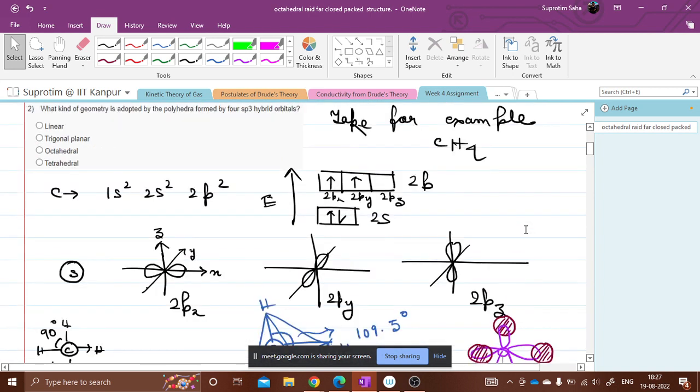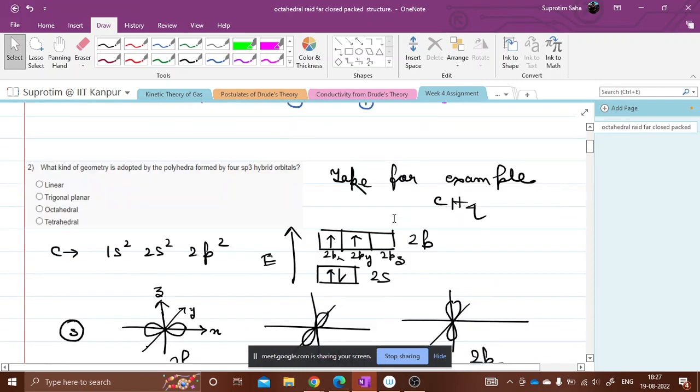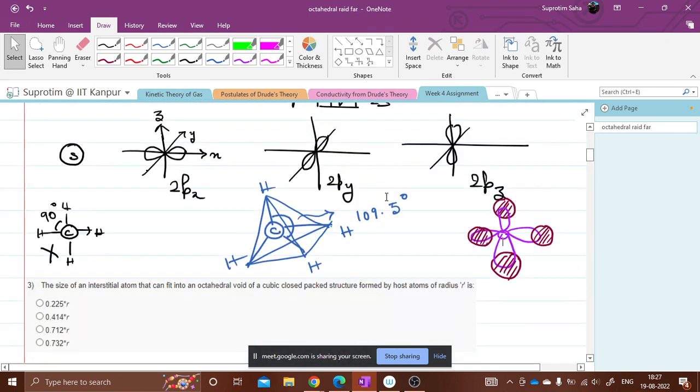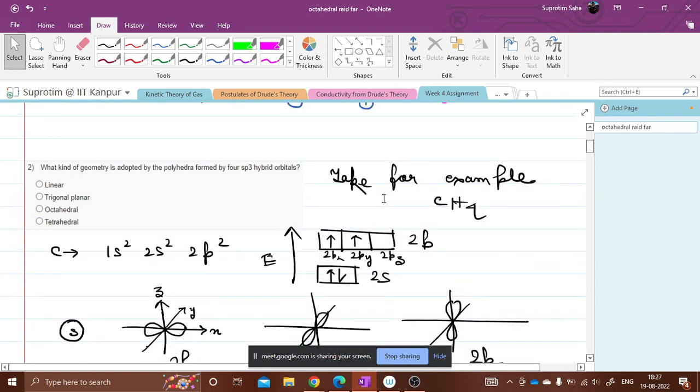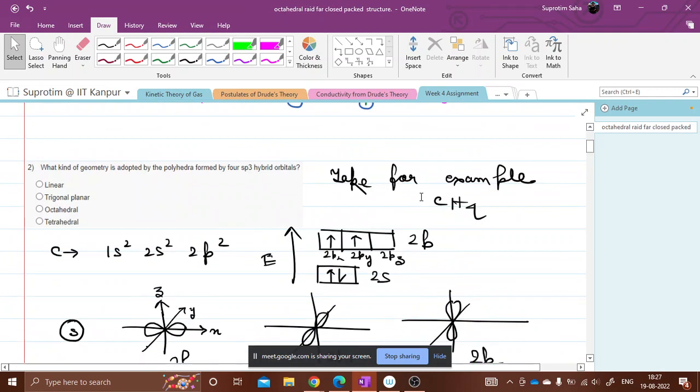My point was just to explain how the bonding happens. You have already learned it in the video, but I am explaining it a bit further so you understand what kind of geometry is adopted by the polyhedra formed by 4 sp3 hybrid orbitals. CH4 has sp3 hybridized orbitals in a tetrahedral structure, so the correct answer would be the tetrahedral structure.